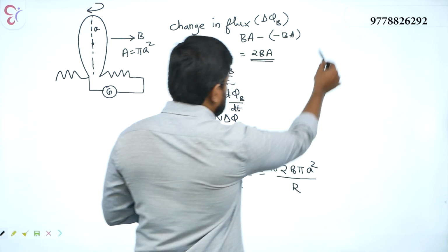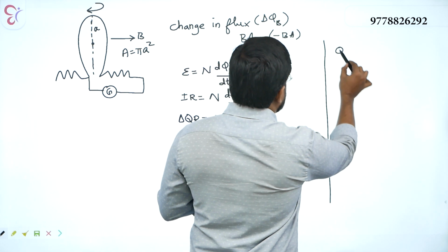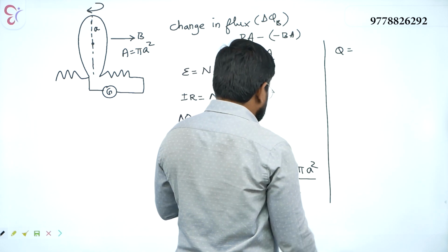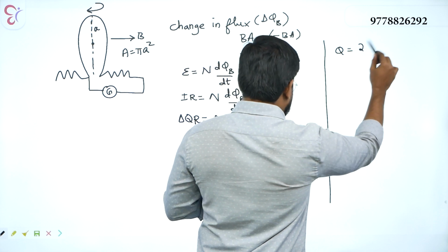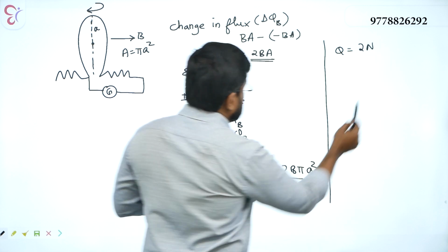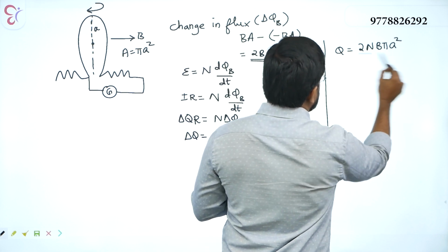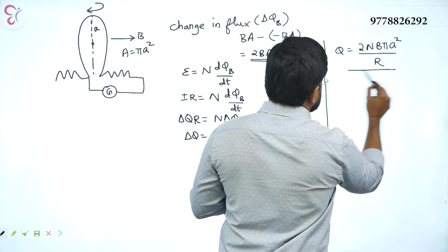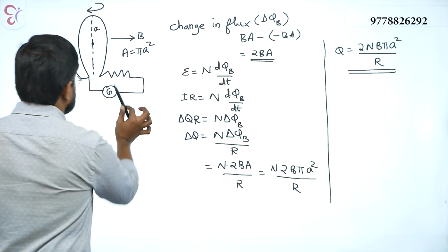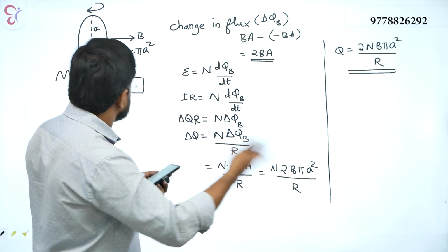And if you write it in a better form, the value of Q, or delta Q, or the change in Q, is equal to 2 N B pi A square divided by R. So this is the value of the charge which is flowing through this galvanometer. Clear? So this question is very simple.